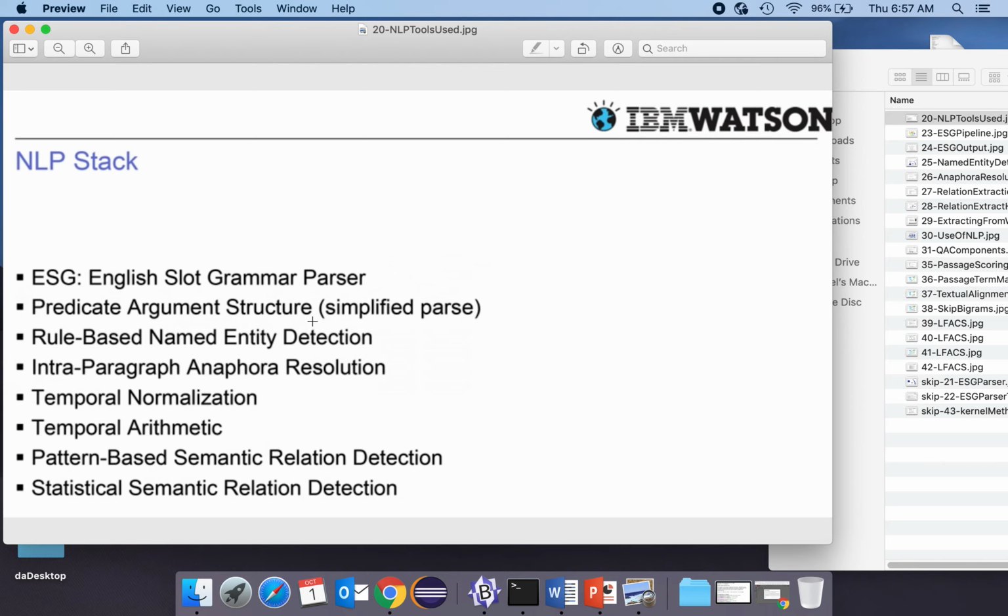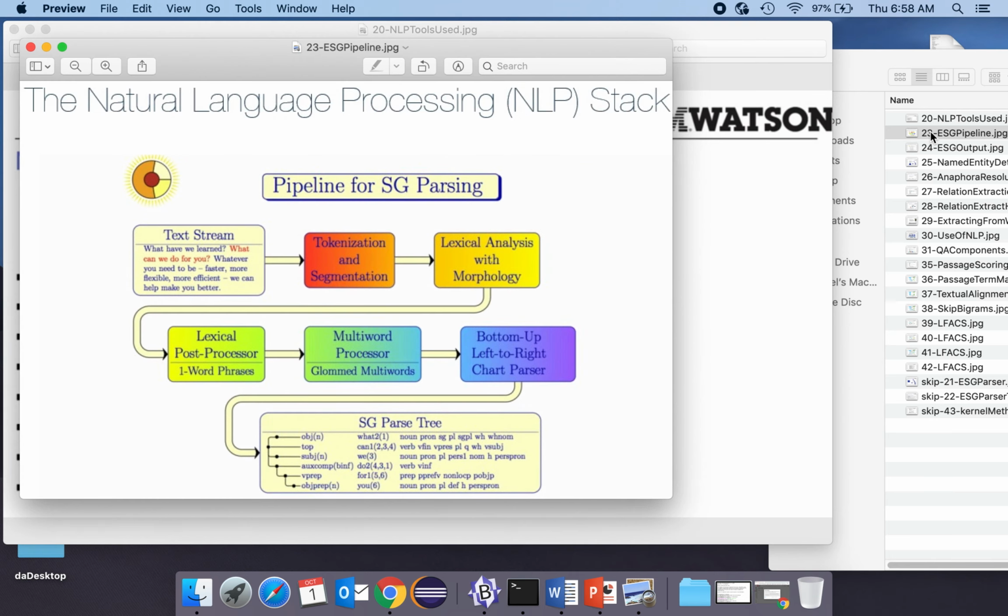Named entity detection, we already talked about that. And we'll see examples of all these things in a minute. Anaphora resolution, temporal normalization, and temporal arithmetic. We'll see that in the next presentation when we talk about reasoning. Semantic relation detection through pattern-based, so that's rule-based to a certain degree, as well as statistical, where you may not have a rule, but there are other ways to determine that, yeah, these two words are kind of similar. We have seen how we would do that with neural networks, but there are other ways of doing that. So let's have a look at some of this stuff.